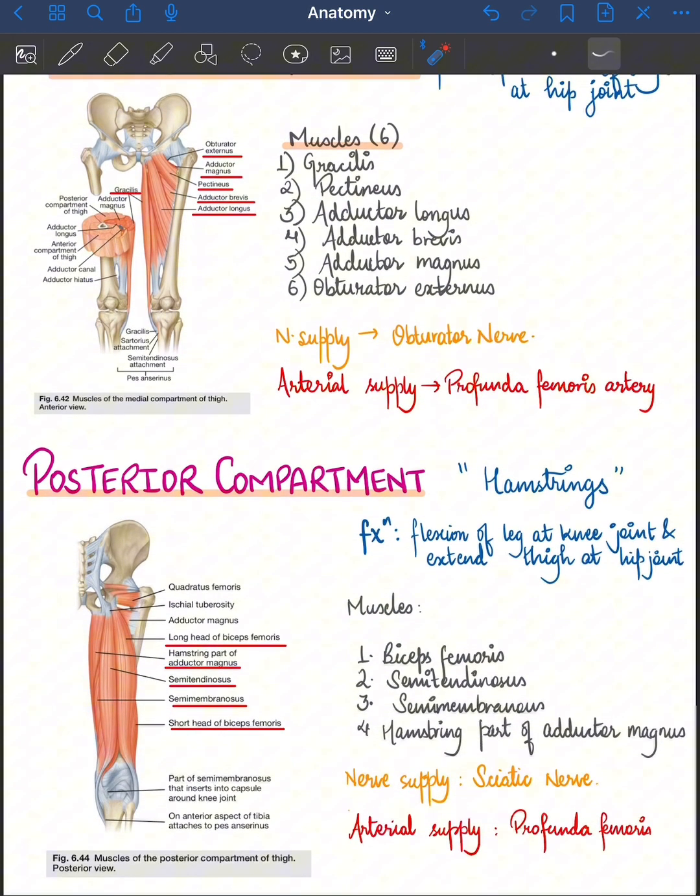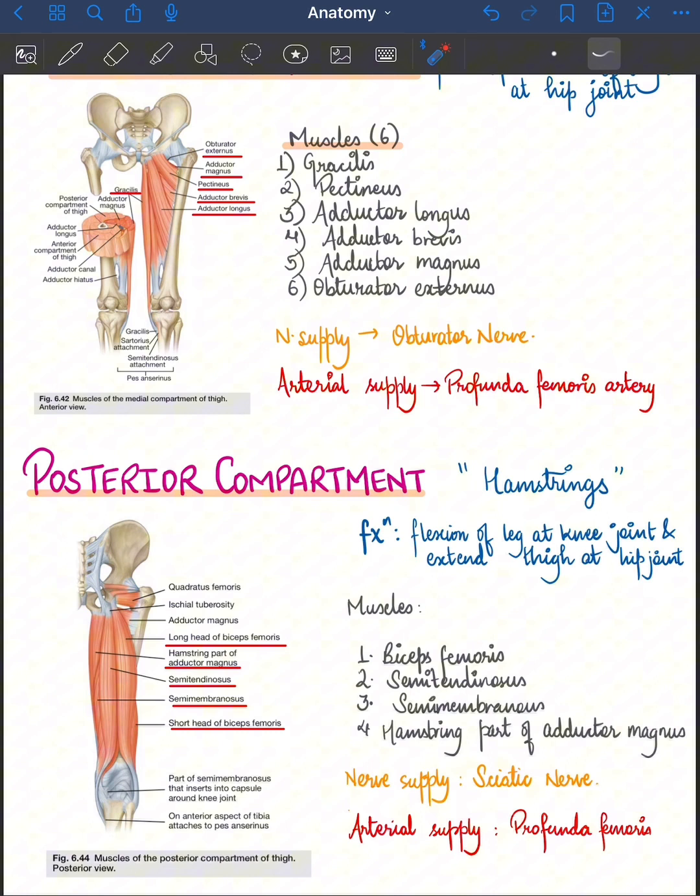Now talking about the posterior compartment, which is also known as the hamstrings. They are collectively known as the hamstrings. This is also called the flexor compartment. It is called the flexor compartment because the collective, main function of this compartment is the flexion of the leg at the knee joint, and they also extend the thigh at the hip joint, but the main function is flexion of the leg at the knee joint, so they are considered the flexors.